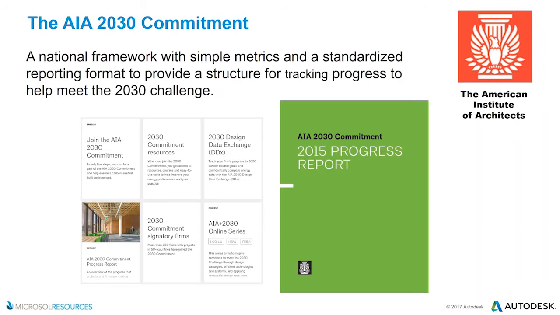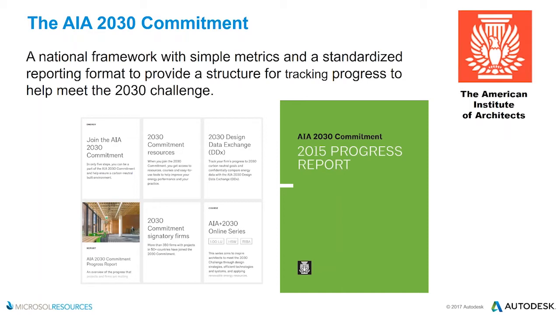In addition to this, and I'm going to be talking a lot about it today, is another thing called the 2030 commitment, because it supports the 2030 challenge. For our customers, especially architects and engineers, this is something of real value that helps track progress towards the 2030 challenge. People often confuse the two, the 2030 challenge and the 2030 commitment. It's actually really simple. The 2030 challenge is the goals, and the 2030 commitment is a national framework with some simple metrics and a standardized reporting format to provide a structure for tracking progress to help meet the 2030 challenge.